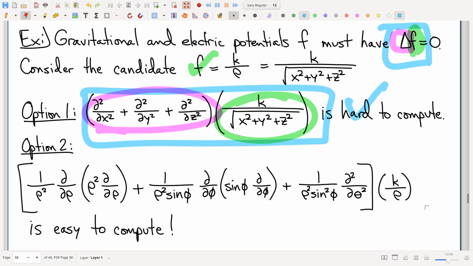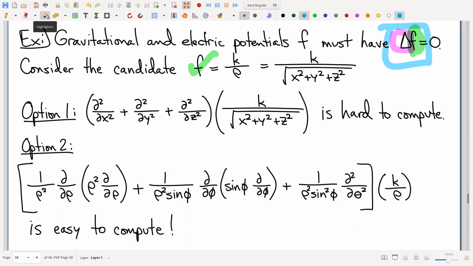There's a square root. That's going to bring up fractions and fractional exponents. It just gets a little ugly, right? And don't forget, you got to take 6 of these ugly partials. It gets hairy. So that's option 1.